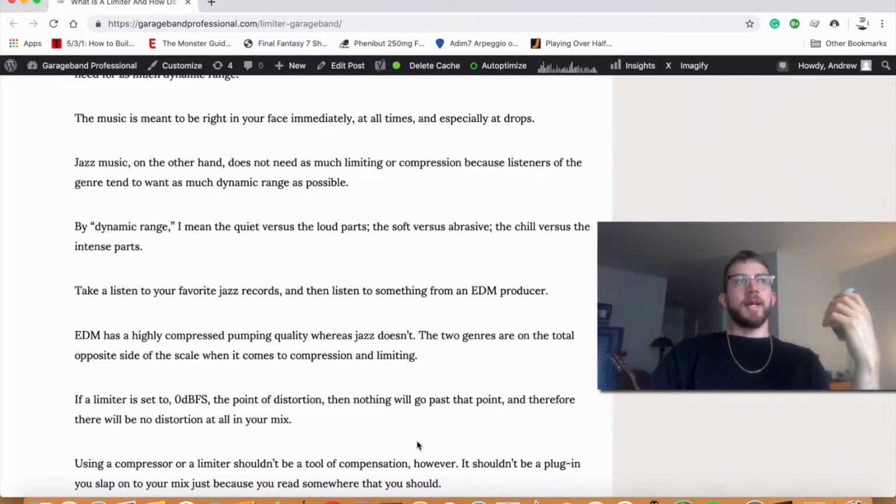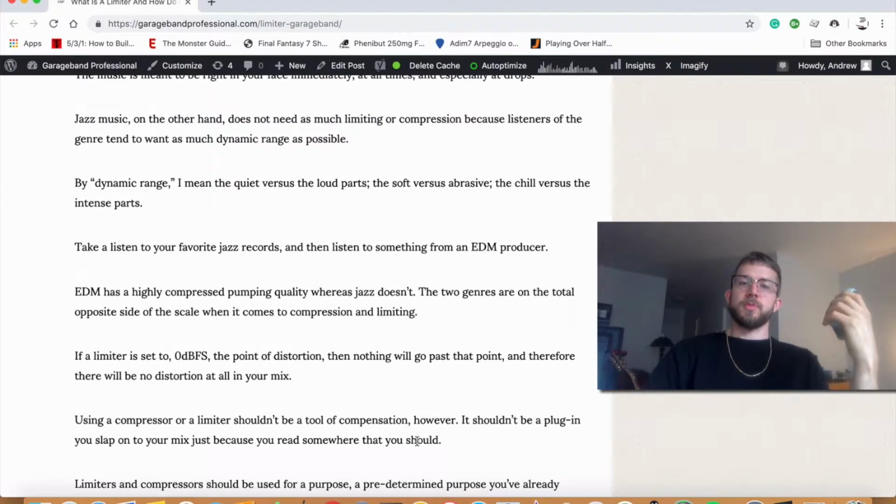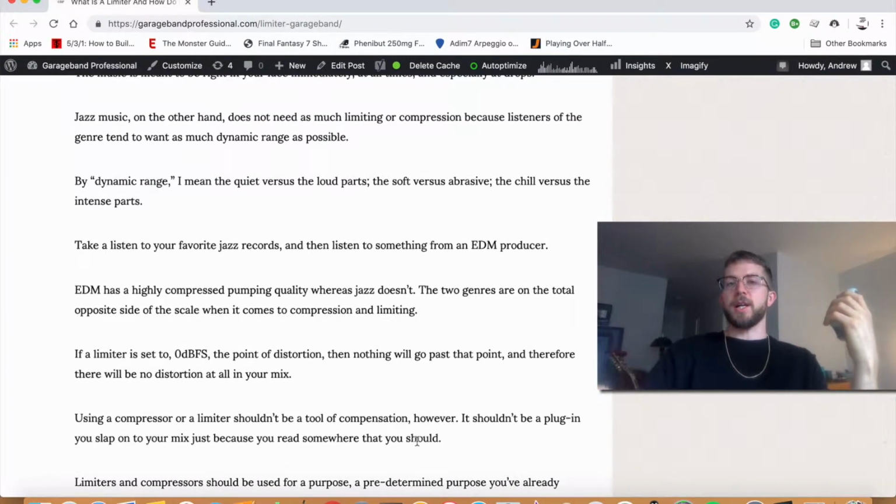Jazz music, on the other hand, you don't use as much compression, because people who are listening to jazz usually want as much dynamic range as they can possibly get.